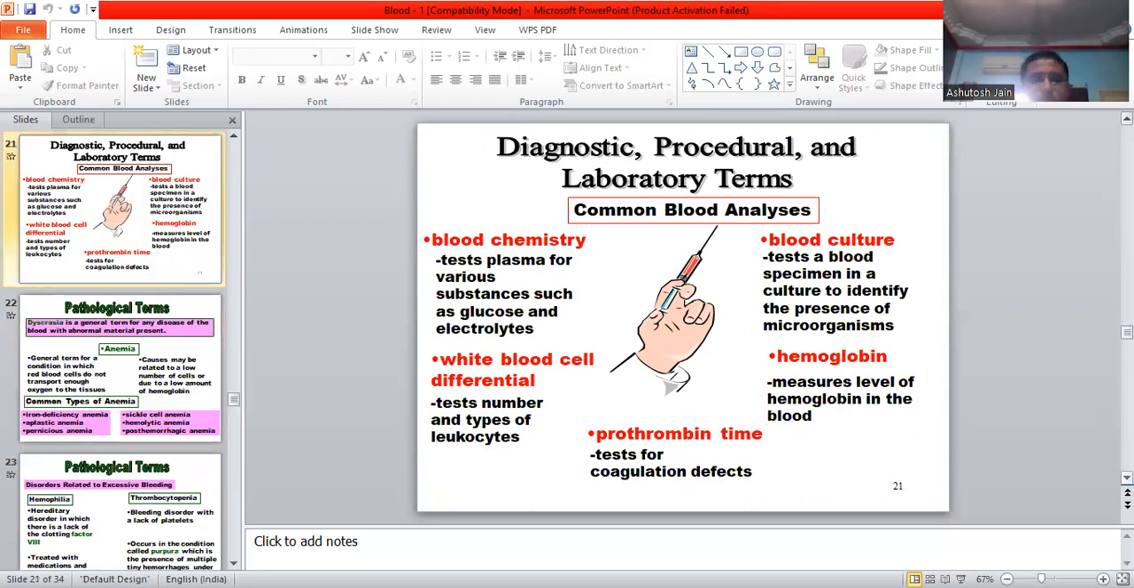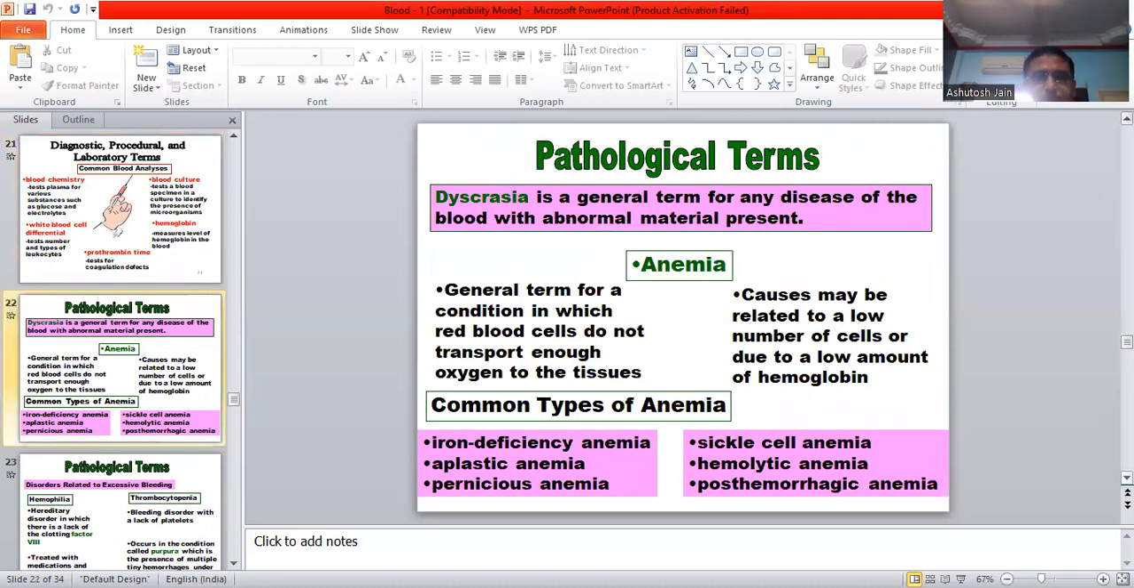Blood chemistry tests plasma for various substances such as glucose and electrolytes. White blood cell differential test, number and types of leukocytes. Prothrombin time, test for coagulation defects. Hemoglobin measures the level of hemoglobin in the blood. Blood culture tests a blood specimen in a culture to identify the presence of microorganisms.